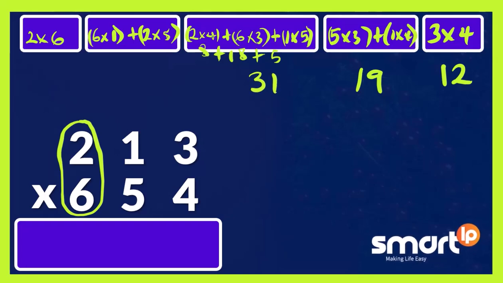Okay, great. 6 times 1 gives us 6. So we have 6 plus 2 times 5, that's 10. 6 plus 10 gives us 16, so let's write out the 16. And then 2 times 6 gives us 12, so let's write out the 12.